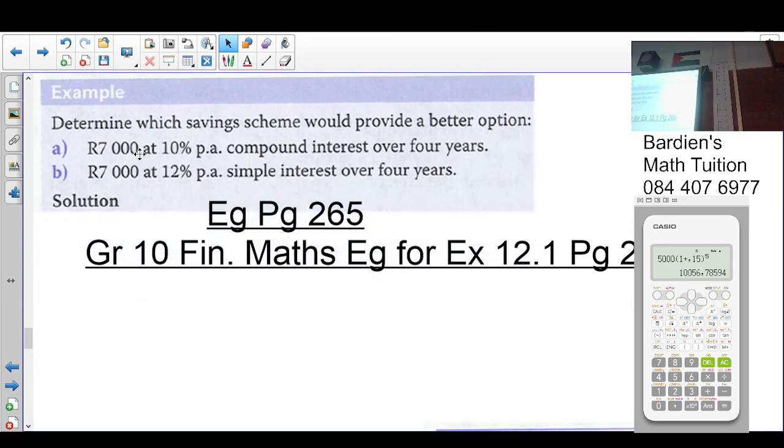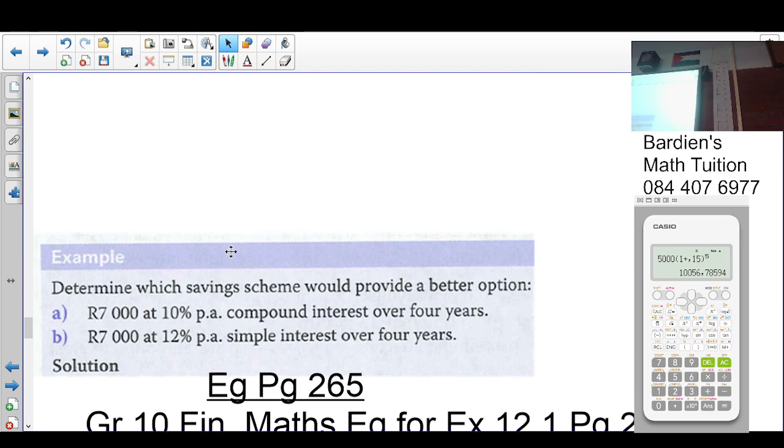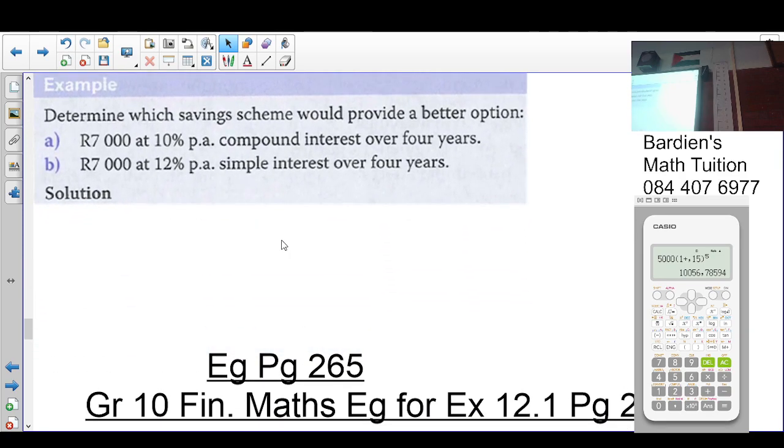Right, so this is on page 265. We are told to determine which savings scheme would provide a better option. Now, if they had said both are at 10% simple interest and compound interest, and you got 7,000 rand that is invested in both cases, we automatically know that compound is going to be better. Not so? However, here the interest is different, so we can't just assume that. Come on. So let's go with A.